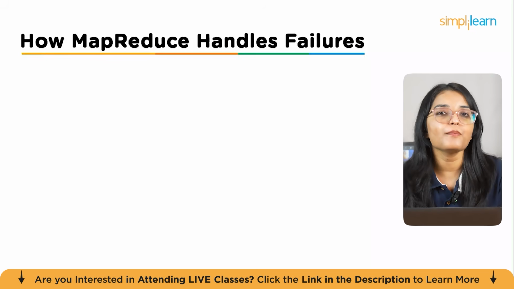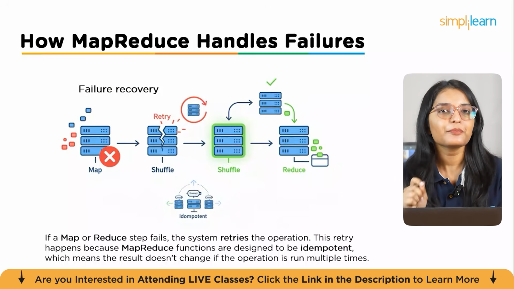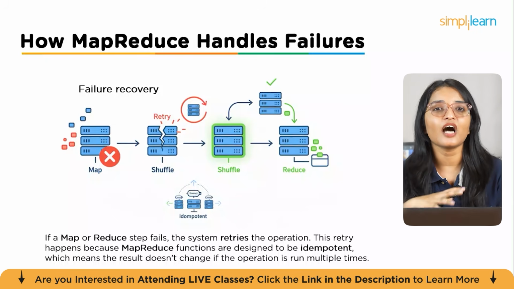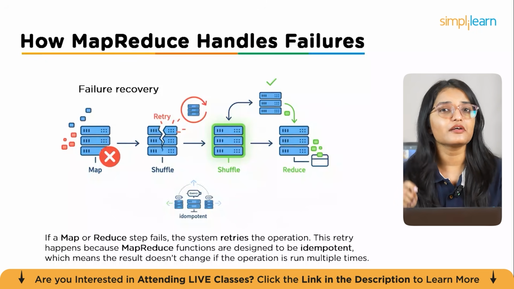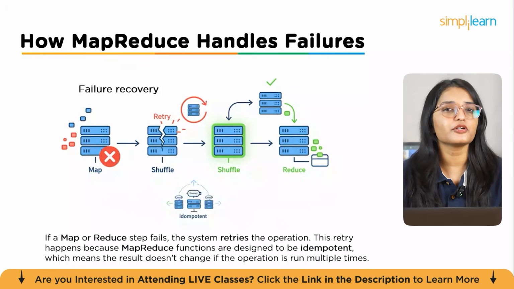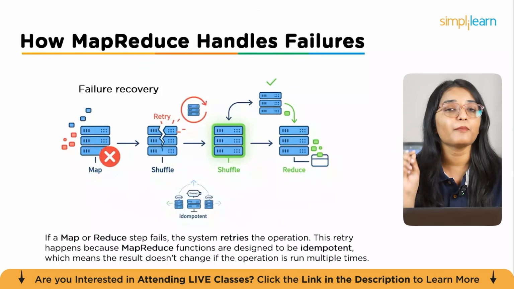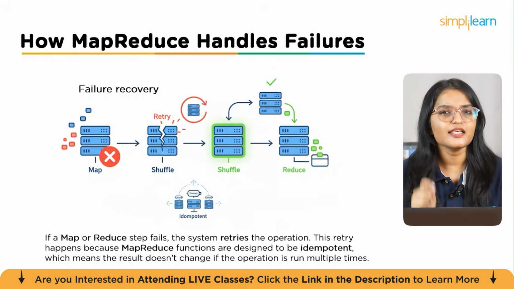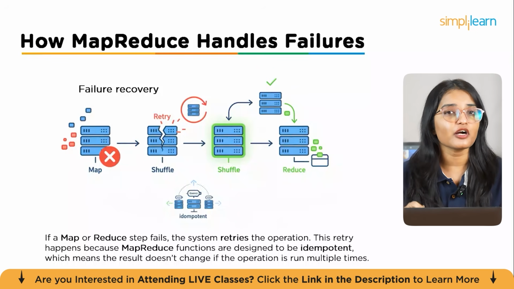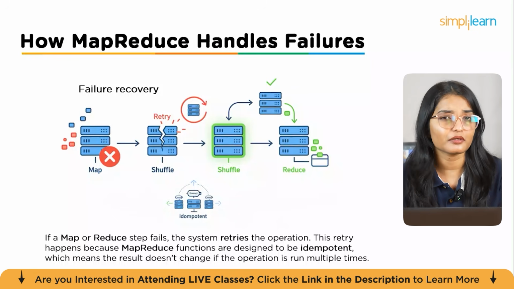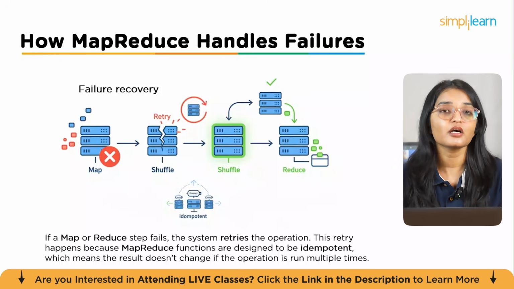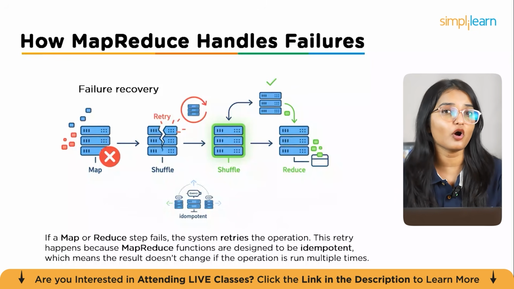Now, let's talk about how MapReduce handles failures. MapReduce has another powerful feature, failure recovery. In a distributed system with hundreds or thousands of machines, failures are bound to happen. So how does MapReduce ensure data consistency? If a map or reduce step fails, the system retries the operation. This retry happens because MapReduce functions are designed to be idempotent, which means the result doesn't change if the operation is run multiple times. This ensures that if there's a failure, the system picks up where it left off without disrupting the overall process.